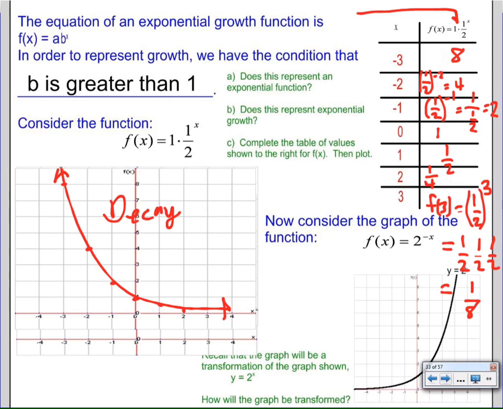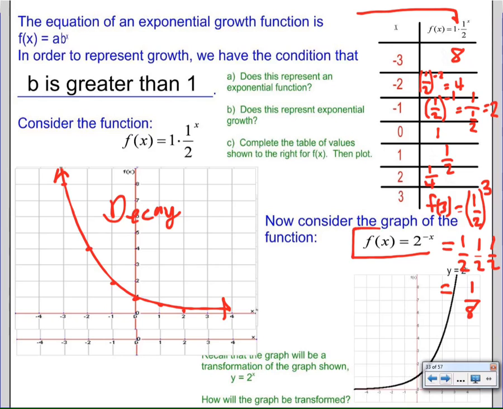And exponential decay is oftentimes used in things like carbon dating. When we find something old, you can use the decay of the carbon atom, carbon-14, to figure out how old something is, because it decays over time. Anyway, I digress.